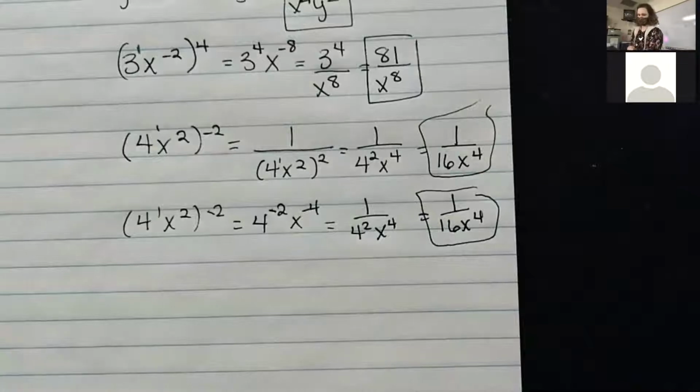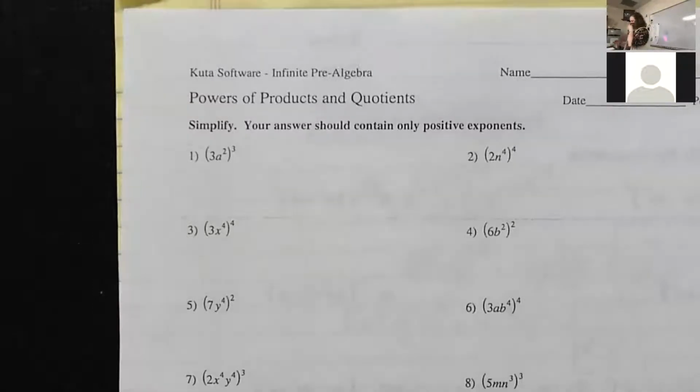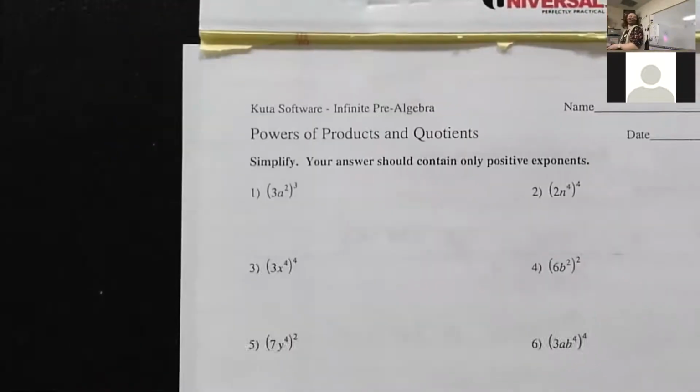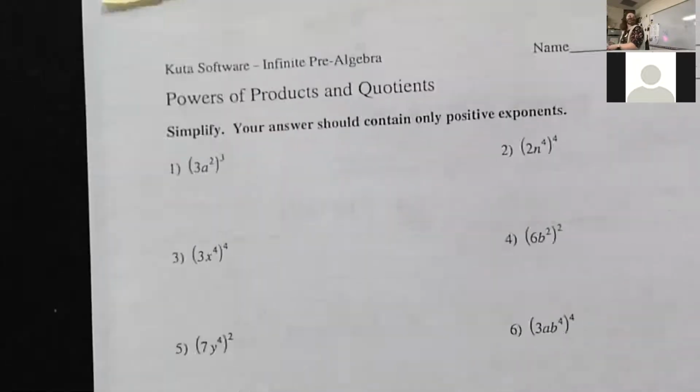Okay, we'll start doing some on our worksheet. We'll do some together, and then you'll do some by yourself. Okay, let me hand it out. So we're going to start on the side. This is powers of products and quotients. All right. You need to remember to write in your invisible ones. No doubt about it.